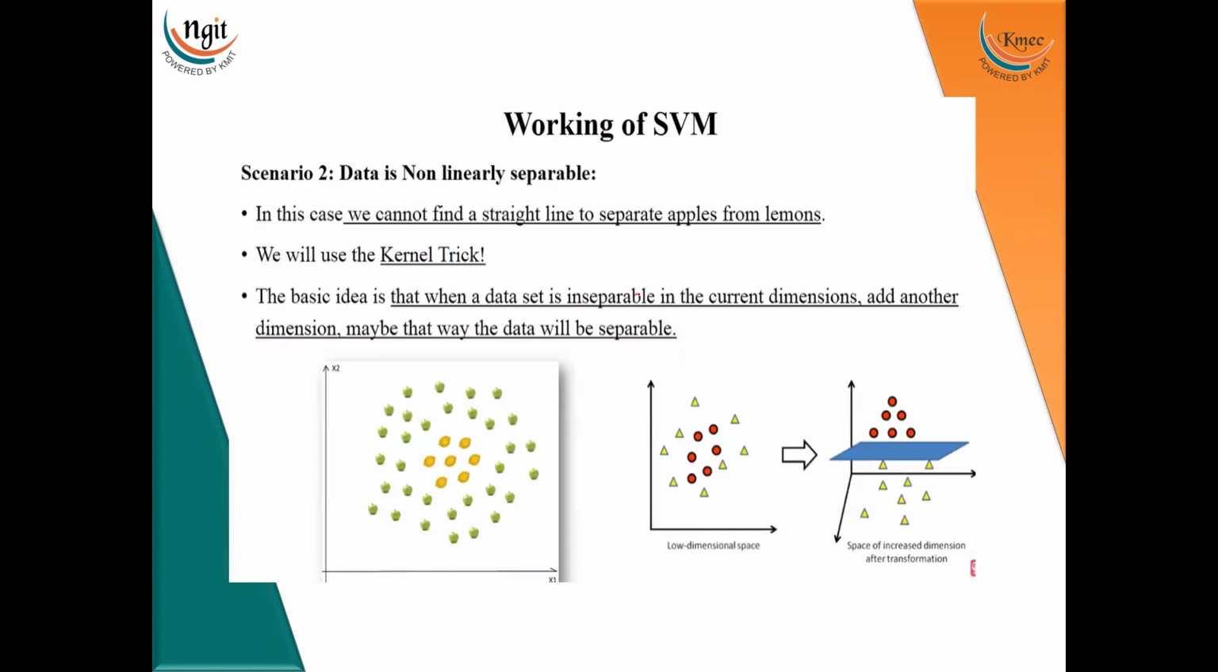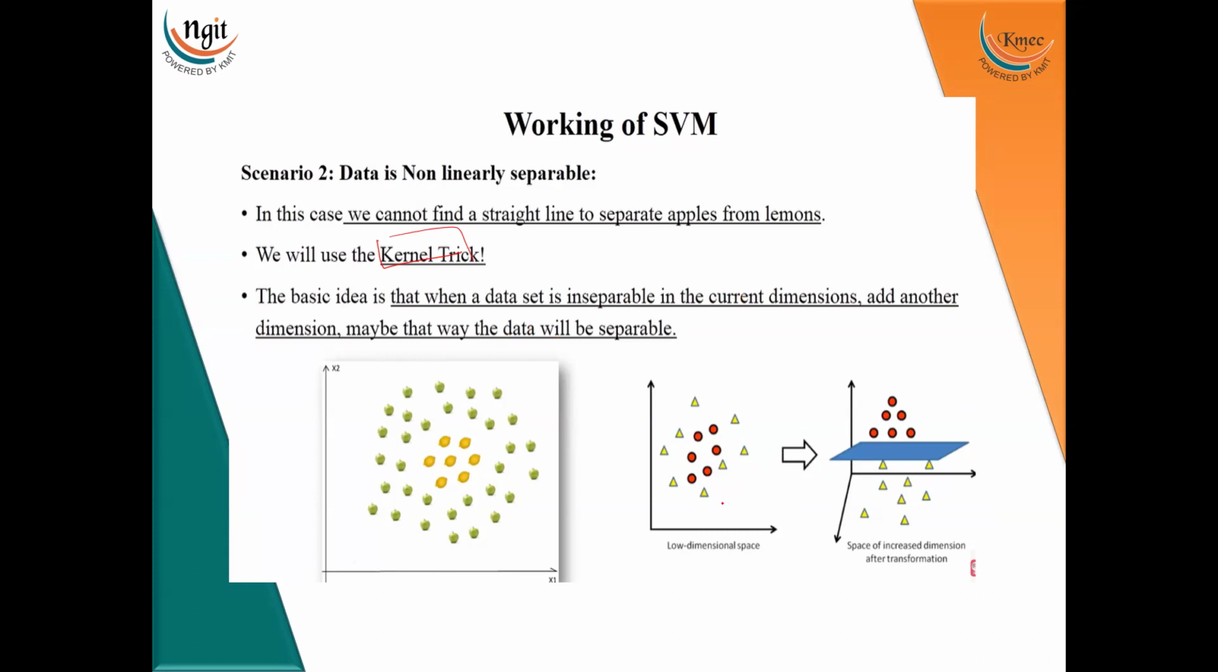So when data is not linearly separable, we will use the kernel trick. This is a very important point. The basic idea is, when a data set is inseparable in the current dimensions, add another dimension. That's it. If it is one dimensional, make it two dimensional. When there is a problem with the two dimensional non-linear data, just convert it into three dimensional.